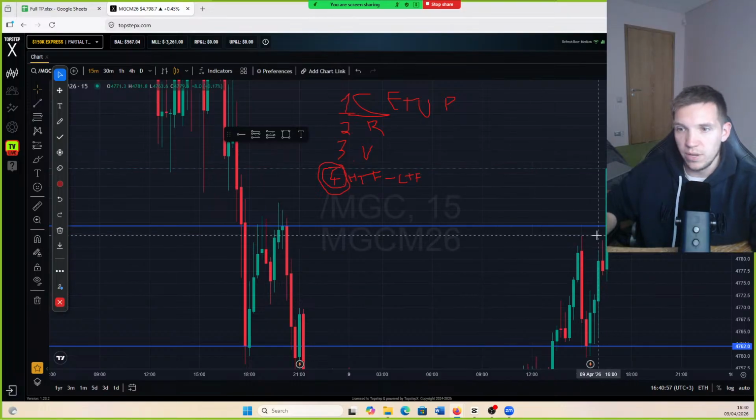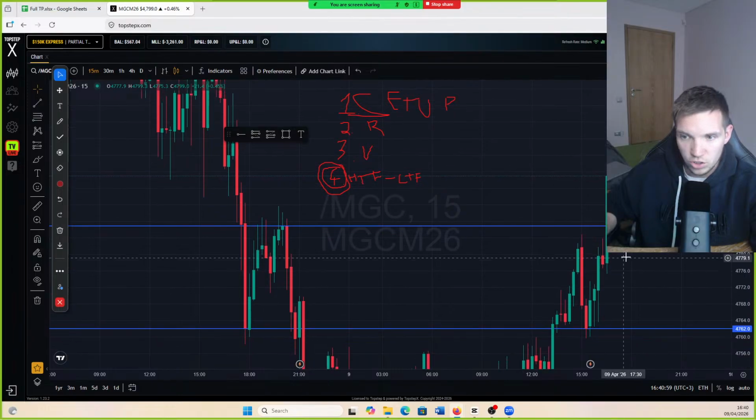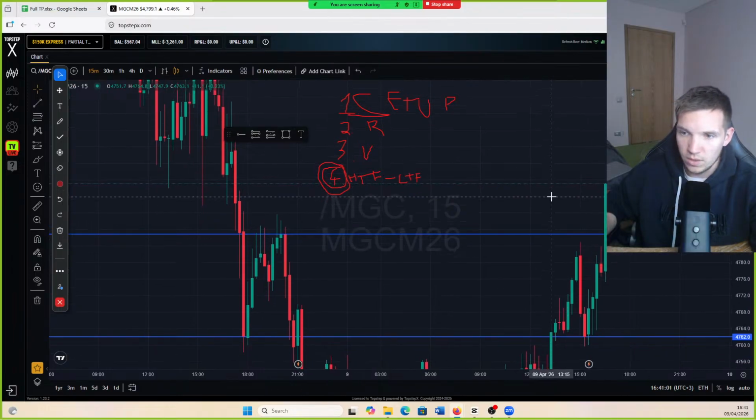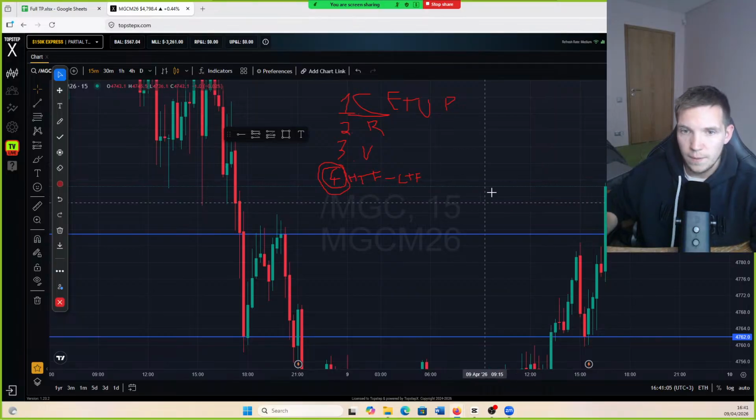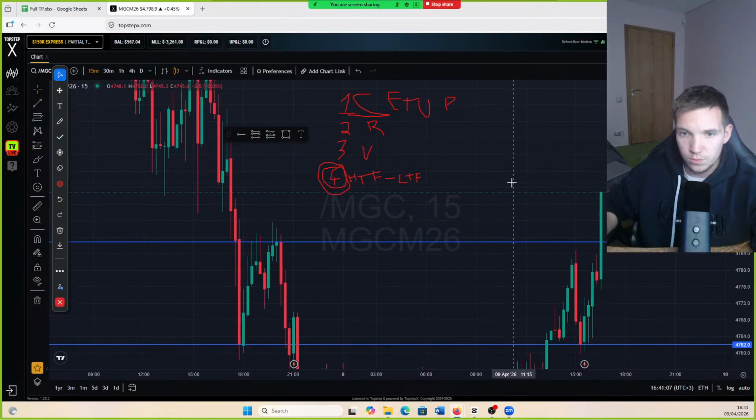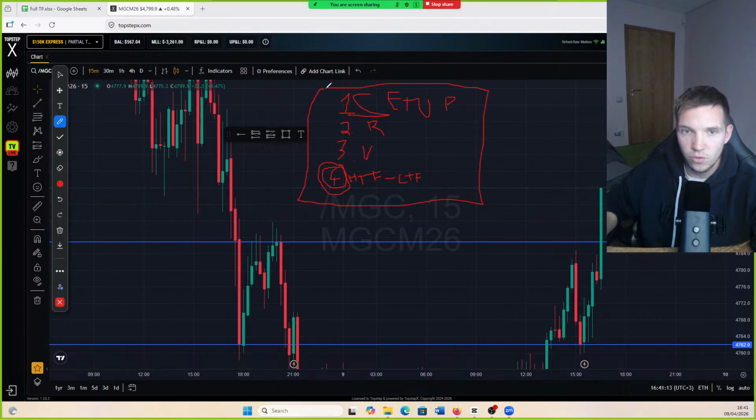And we can't base our trades just on one time frame. That's how we can achieve maybe a 40-50% win rate, but that's not going to make us profitable. So all of these 4 things need to align for us to actually take a trade.